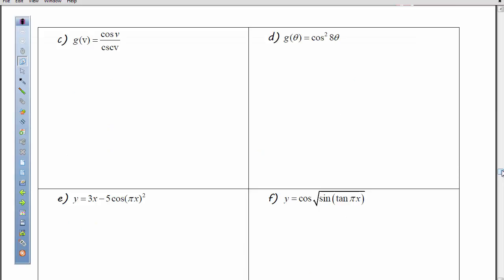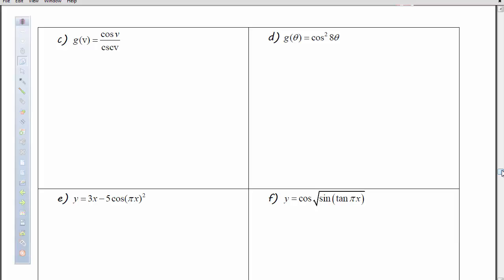Okay. Yes, we got really happy with the trigonometry here. All right, let's do one together, and then I'm going to let you do a couple on your own. Okay, let's look at C. We've got g of v equals cosine v over cosecant v.